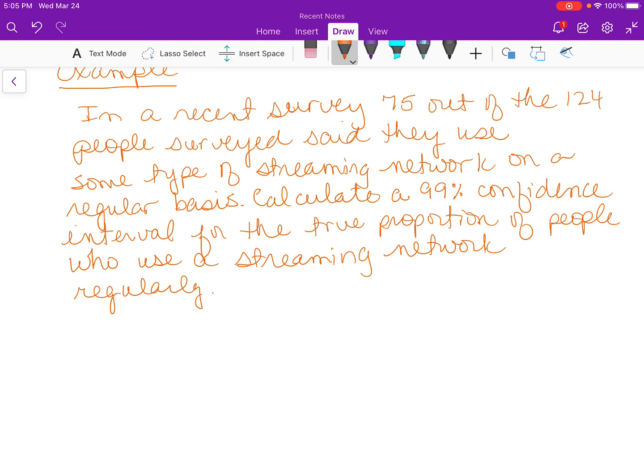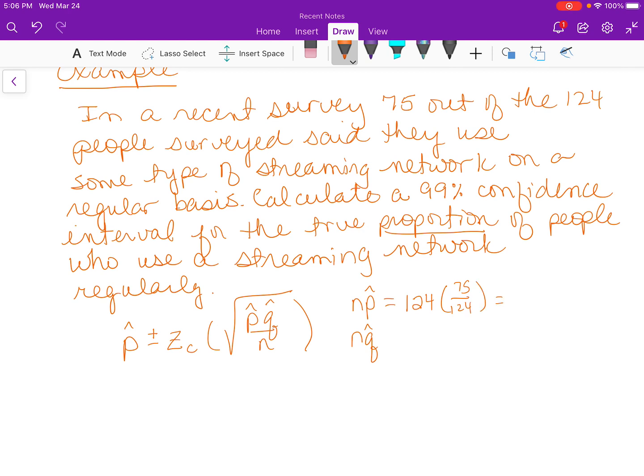So this is how I know that it is a proportion problem. For one thing, I don't have a mean and standard deviation. The other thing, it says find the confidence interval for the proportion. So my formula is p hat plus or minus z sub c times the square root of p hat q hat over n. But before I do that, I want to check n times p hat and n times q hat and make sure they're greater than or equal to 10. So that would be 124 times 75 out of 124, which is going to be 75. And then 124 times 49 out of 124, which is 49. And both of those are greater than or equal to 10, so I'm good to go. So that checks and that checks.